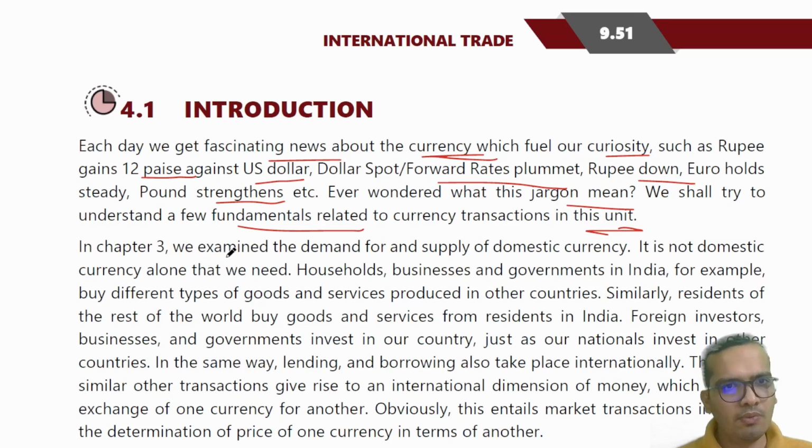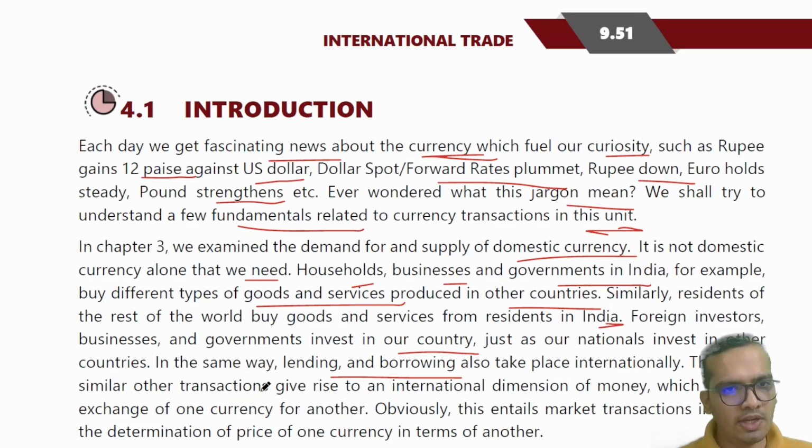In chapter 3, we examined the demand for and supply of domestic currency. It is not domestic currency alone that we need. Households, businesses, and governments in India, for example, buy different types of goods and services produced in other countries. Similarly, residents of the rest of the world buy goods and services from residents in India, that is export. Foreign investors, businesses, and governments invest in our country just as our nationals invest in other countries. In the same way, lending and borrowing also take place internationally.